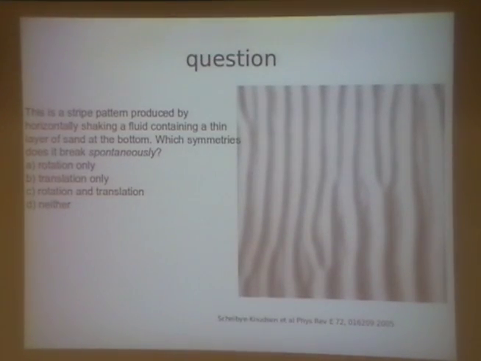Okay, here's another question about broken symmetries. Here I have somebody who has produced a stripe phase. They produced it by shaking a fluid with some sediment at the bottom of it. These are called underwater sand ripples, and they also, I think, have a Cambridge history to them, in the 1850s or something. Which symmetries are broken spontaneously in this system? So I've got a system, I shake it back and forth, and I produce stripes.